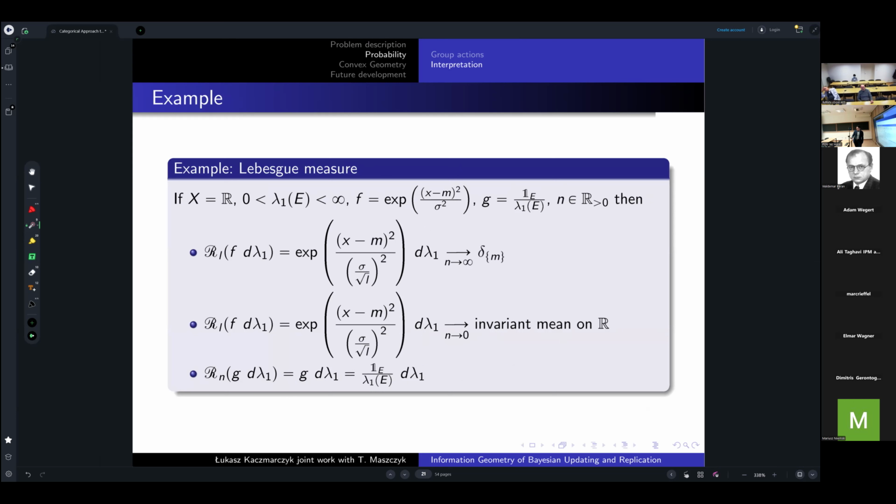Let me explain this uniformity on examples. If you want a different example, no worries, I can provide you with one. I wanted to go with two classic ones. One is the Gaussian one-dimensional distribution. If you take the L-fold replication of this measure, you will simply get such a Gaussian density.